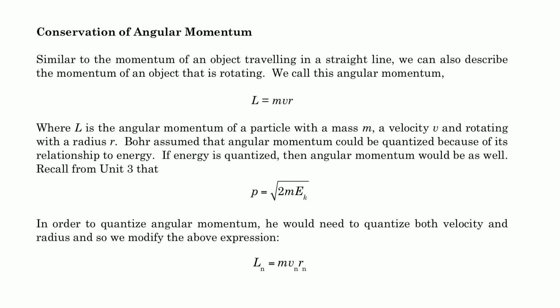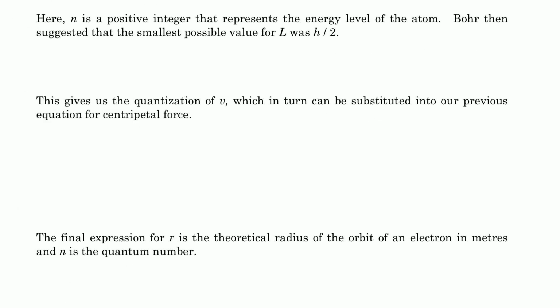Okay, so Bohr assumed that angular momentum could be quantized because of its relationship to energy. So when we looked at momentum and we looked at energy, we were able to come up with this very handy relationship between momentum and energy, because they are related in a lot of ways. In order to quantize angular momentum, we need to quantize both velocity and radius. So here we can modify this expression above. We don't quantize mass, because mass can be anything, but velocity is quantized, radius is quantized, and that is what quantizes angular momentum.